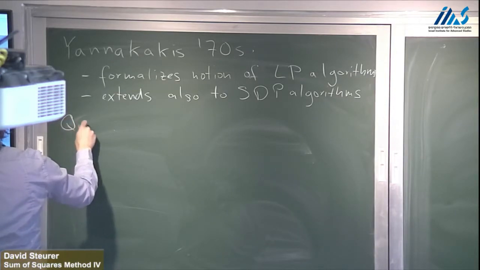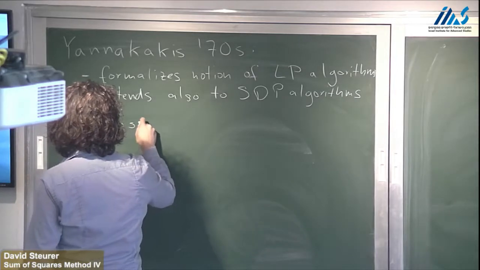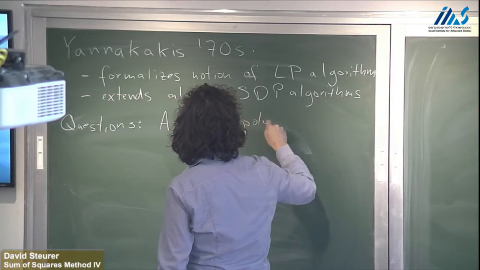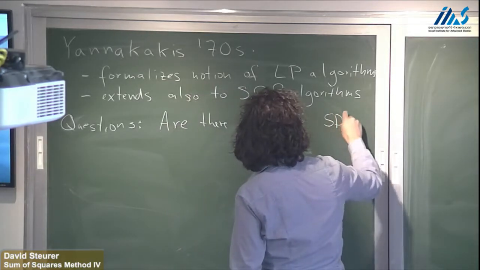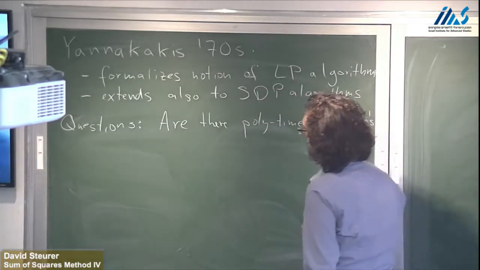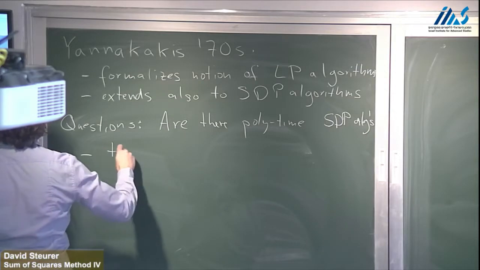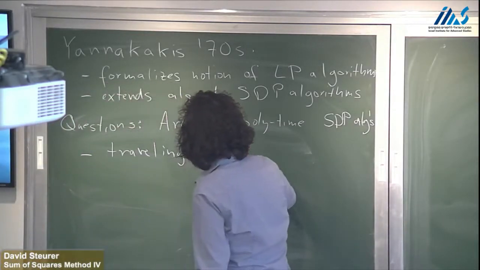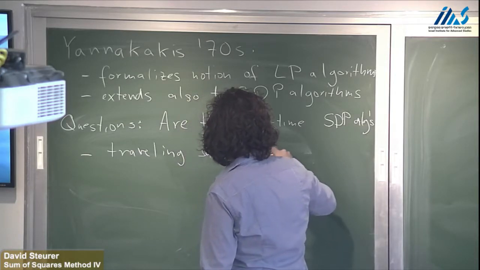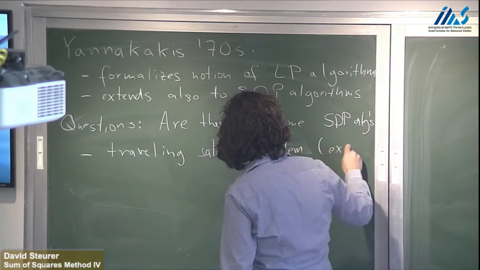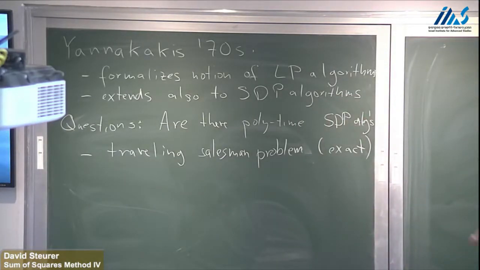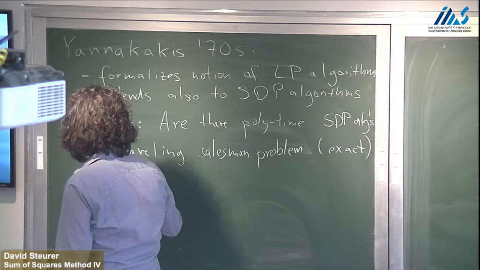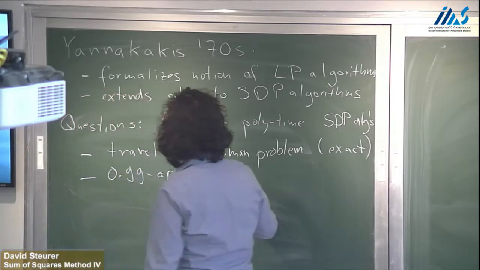So the questions that I would like to discuss about this. Are there polynomial time SDP algorithms for the following problems? One is, let's say, the traveling salesman problem. Here, in the sense of I want an algorithm that solves this problem. Can there be a polynomial time SDP algorithm that solves this problem exactly? Then, let's say, can there be a polynomial time SDP algorithm that achieves a 0.99 approximation for max cut?